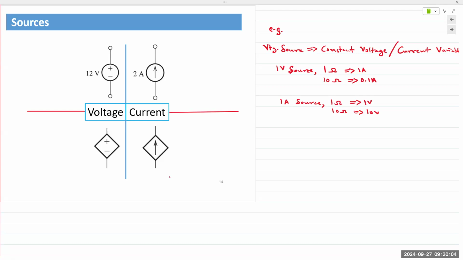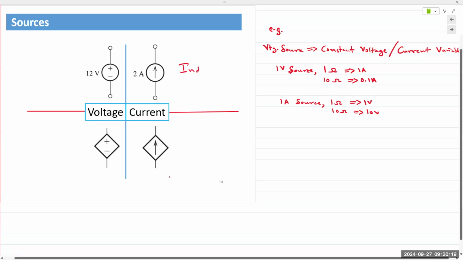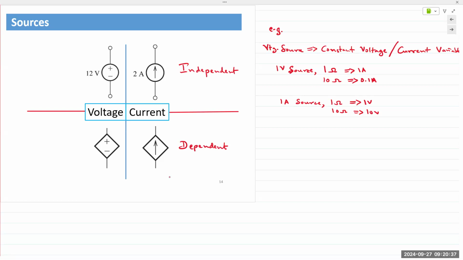Okay. So the next question is, what is the difference between the circle and the diamond? Absolutely. The circle is designated for independent sources, and the diamond notes that it's a dependent source. A dependent source can be anything. Typically, we use dependent sources for models. Remember, I said we will use many different models to describe the behavior of our semiconductor devices.